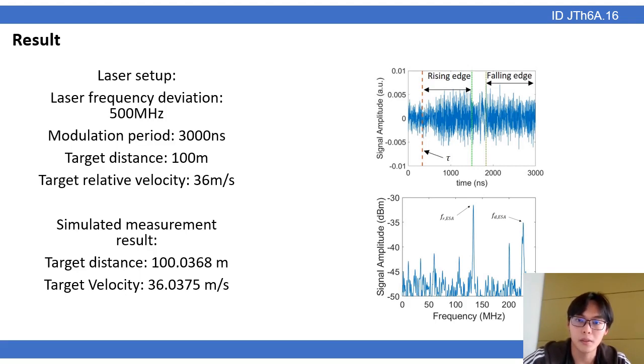We have first this part, which is the time needed for the light to travel through the delay line. Here the light starts recombining and we will see the rising edge, and here we see the falling edge. And on the bottom you will see the spectrum, which clearly shows the rising edge peak and the dropping edge peak. Using the spectrum data, we can calculate the target distance to be around 100.0368 meters, and the target velocity to be 36.0337 meters per second, which is very close to our setting.